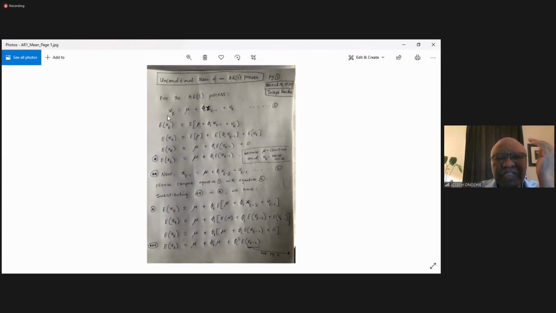Whatever you do to the left-hand side, you have to do to the right-hand side. If you take the average of the left-hand side, you must take the average of the whole right-hand side. So the expected value of this is equal to the expected value of everything on the right-hand side. And then you break it up. Statistically, you can break it up. It's equal to the expected value of this plus the expected value of this plus the expected value of the white noise.